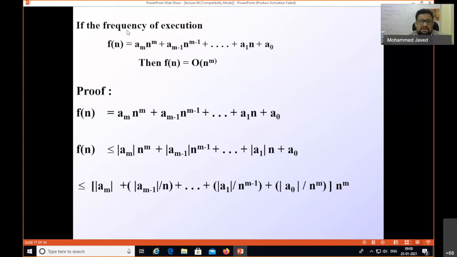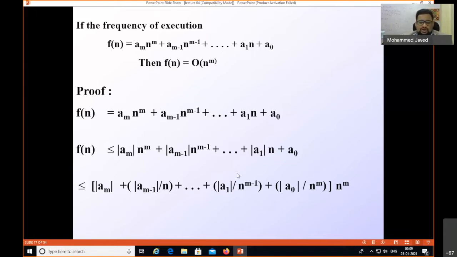Just to show that if the frequency of the execution is represented like this, f of n is equal to am n power m plus am minus 1 n power m minus 1, and so on, plus a1 n and a0. In this case, the running time of the algorithm f of n is equal to big O of n power m. The biggest term is n power m, so the time complexity will be that. This is how it is proved here.